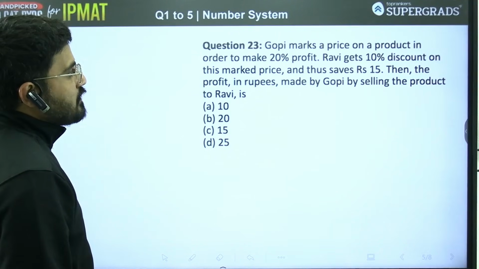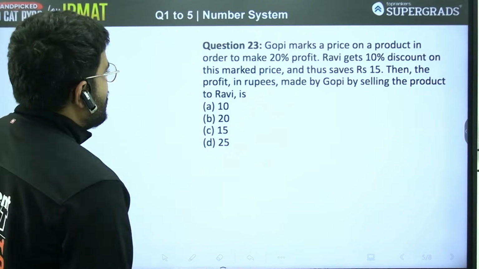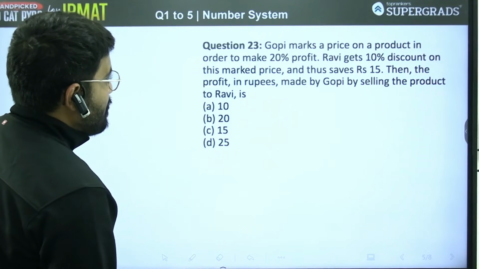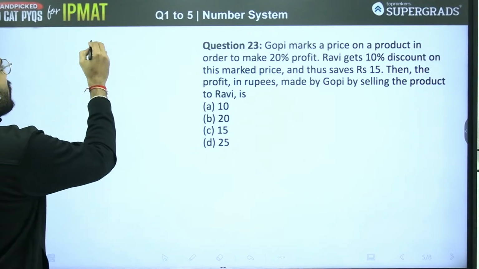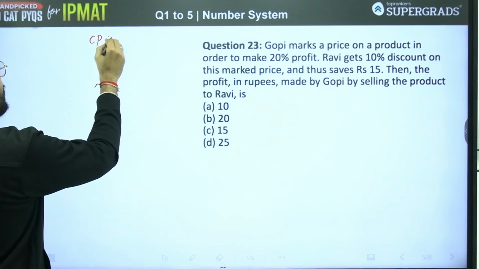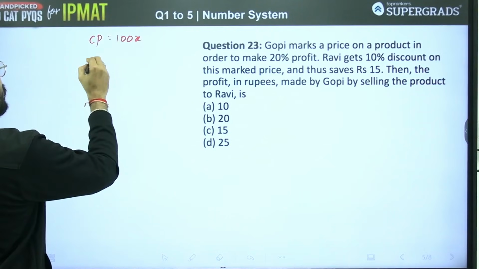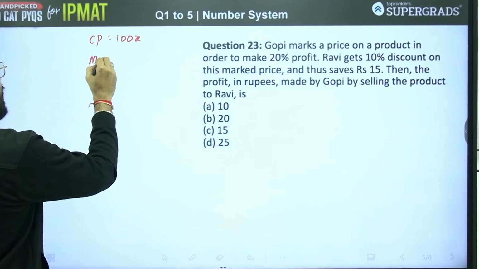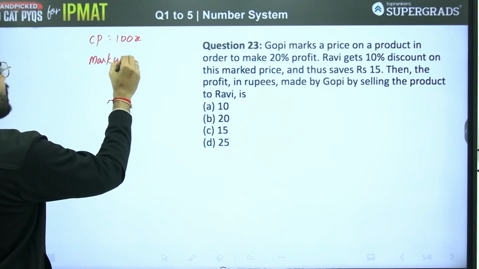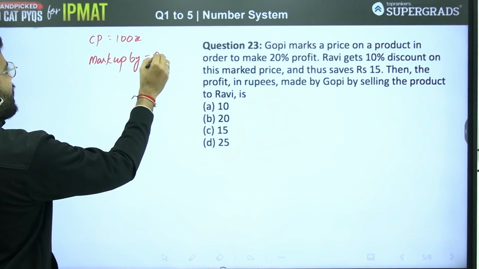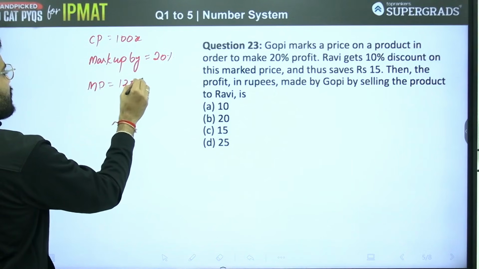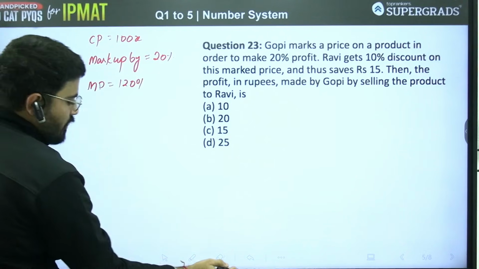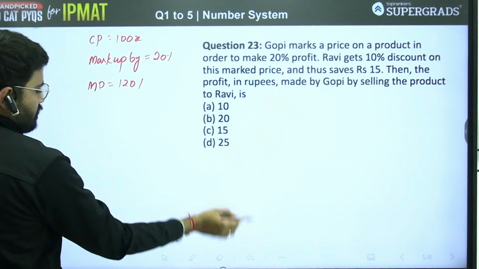Gopi marks a price on a product. In order to make a profit of 20%, Ravi gets a discount of 10% on the mark price. So let the cost price be 100x. So he marks up by how much? 20%. So the mark price will be 120%. Sorry, will be 120x.